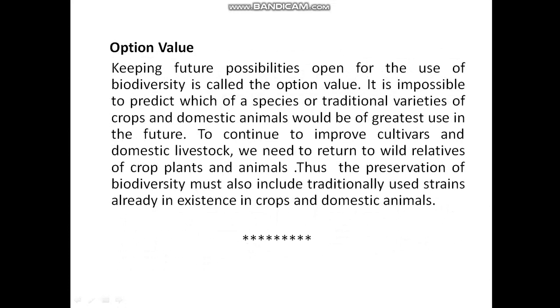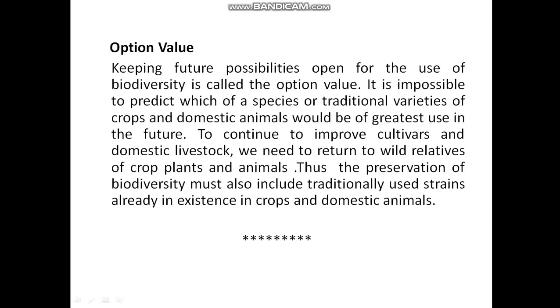Then we have option value. Keeping future possibilities open for the use of biodiversity is called the option value. It is impossible to predict which species or traditional varieties of crops and domestic animals would be of greatest use in the future. To continue to improve cultivars and domestic livestock, we need to return to wild relatives of crop plants and animals. Thus, the preservation of biodiversity must also include traditionally used strains already in existence in crops and domestic animals.